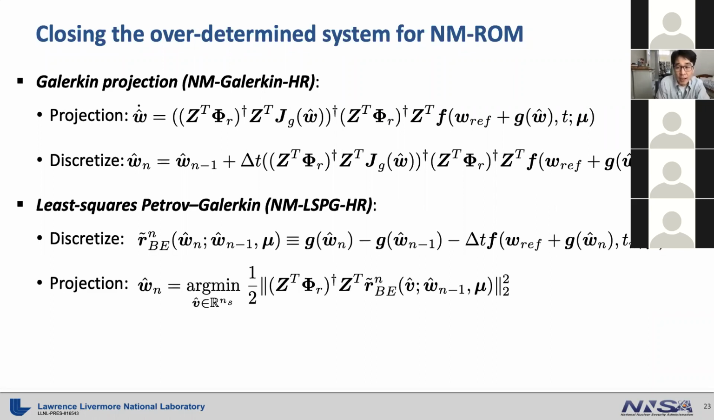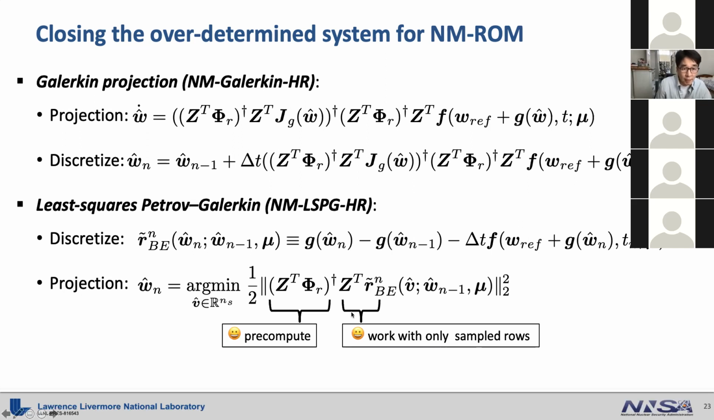On the other hand, the least squares Petrov-Galerkin method discretizes the time derivative first by applying some time integrator, for example, backward Euler time integrator. And then we close the fully discretized overdetermined system by taking the norm and minimizing it. Here, many crazy looking terms appear as before, but those can be pre-computed. And also this sampling matrix Z through the hyperreduction is key to accomplishing efficiency, where you only compute a subset of the nonlinear terms, not all of them.